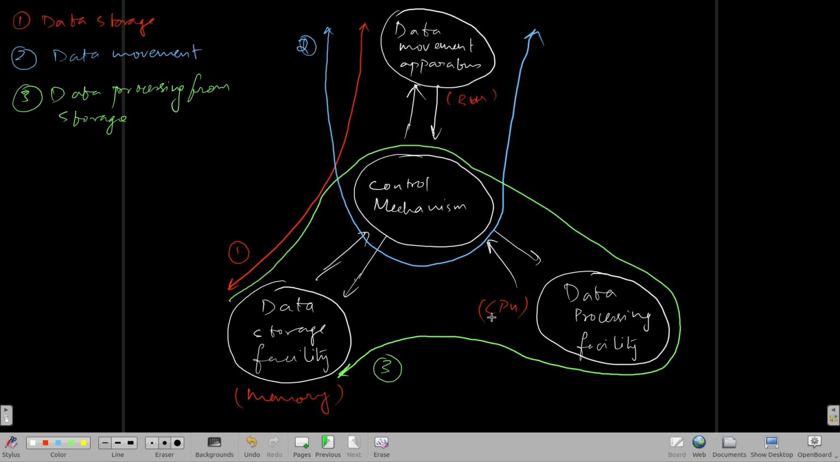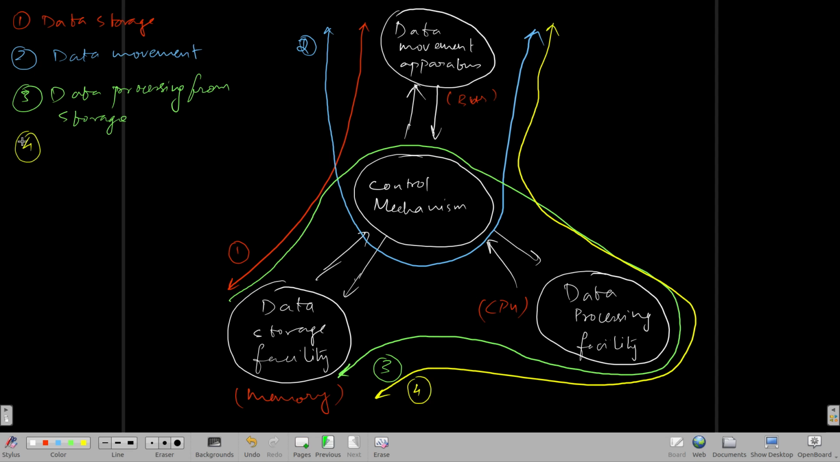Okay. And the last one, the fourth one, which is data processing to or from storage and IO. We are taking data from the data movement, we are processing it.